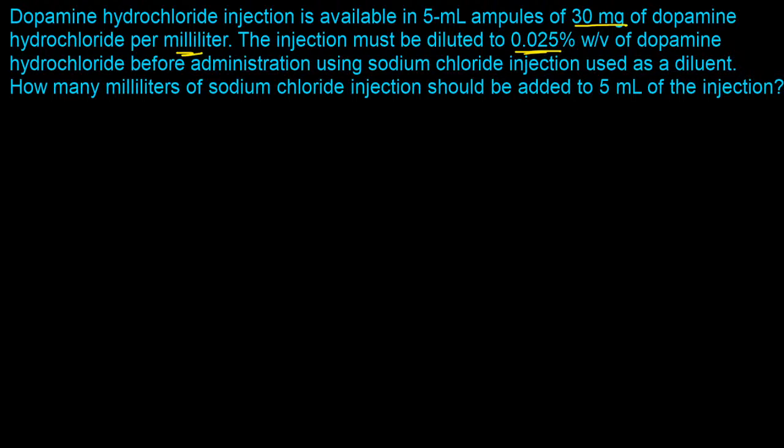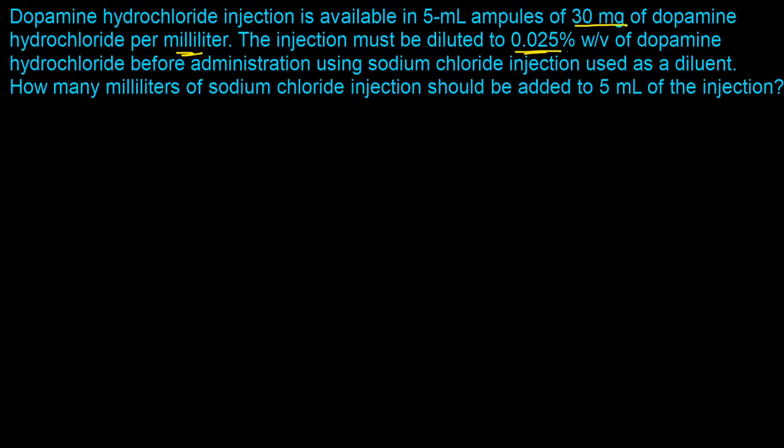Now notice that this 0.025% actually talks about the amount of dopamine hydrochloride in the solution. That's what this percentage represents. So if you take sodium chloride injection, there is no dopamine hydrochloride in there, and so your concentration there will be 0. Okay, so that's important.